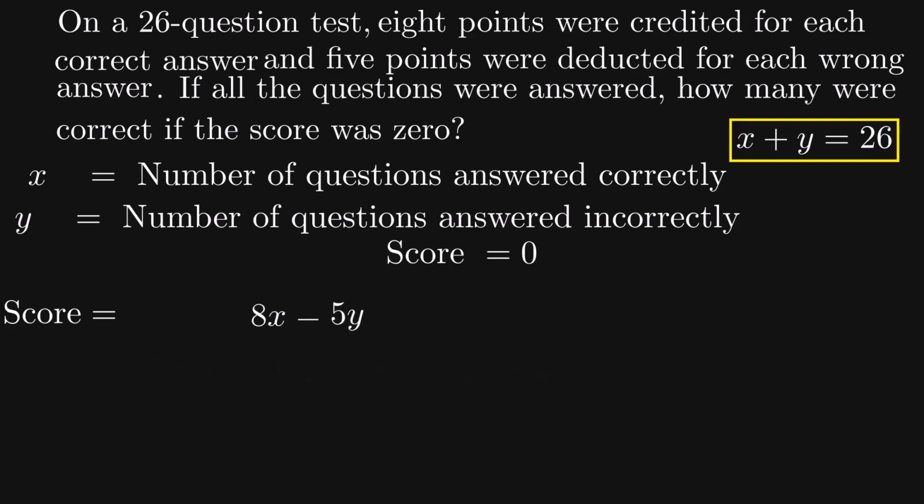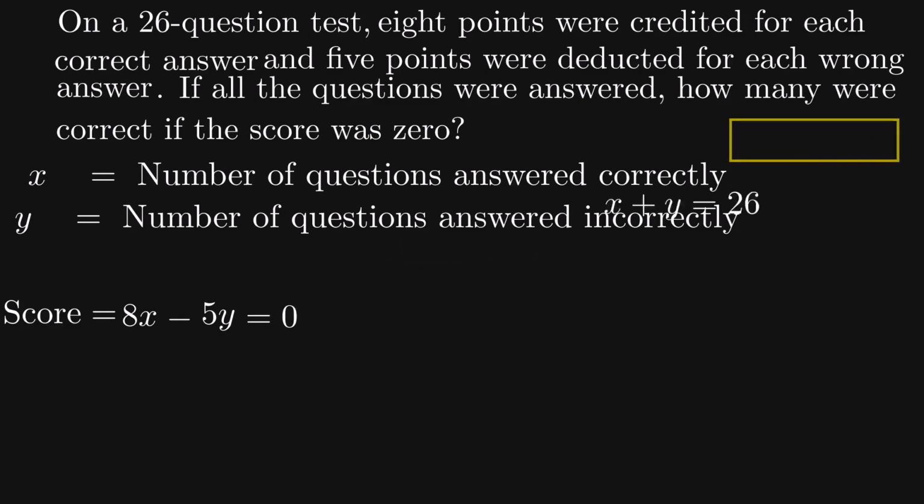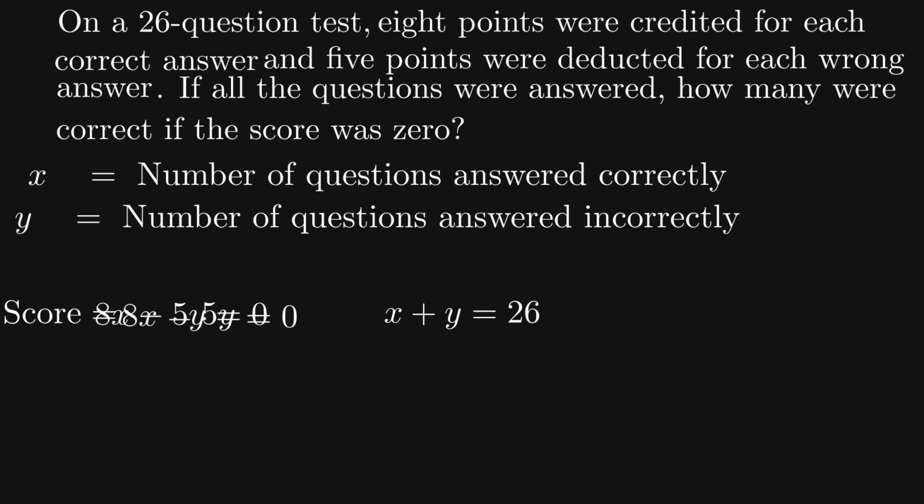Now, since the score is equal to 8x minus 5y, and we also have that the score is equal to 0, that must mean that 8x minus 5y must be equal to 0. Now, we have two equations. The first one being the one we got earlier, which is x plus y equal to 26, and the second one being 8x minus 5y equal to 0.